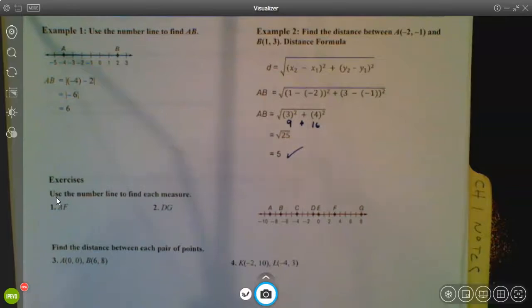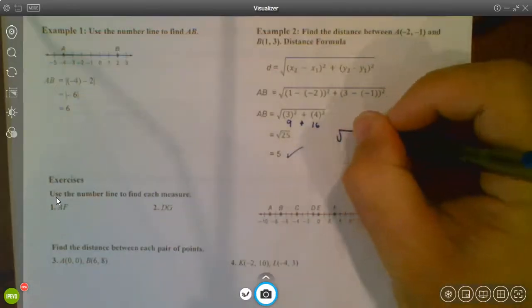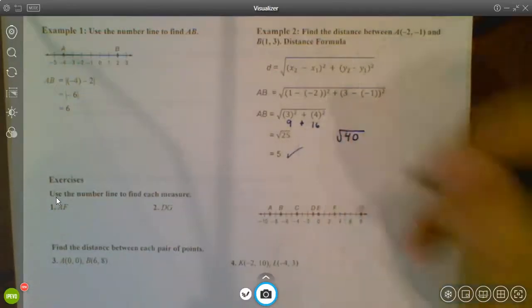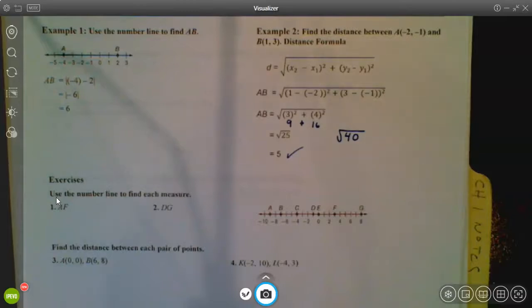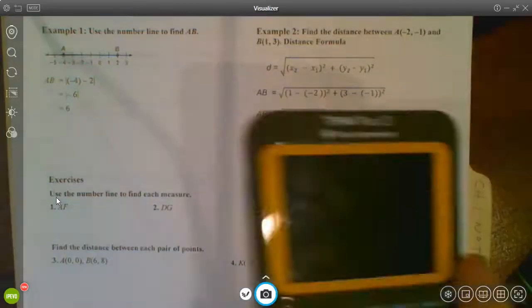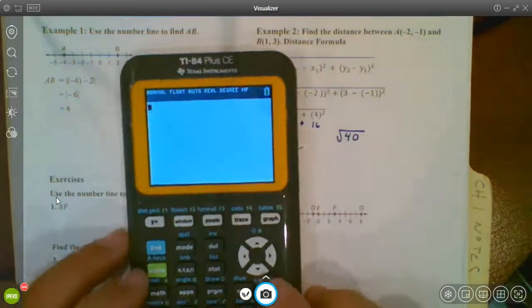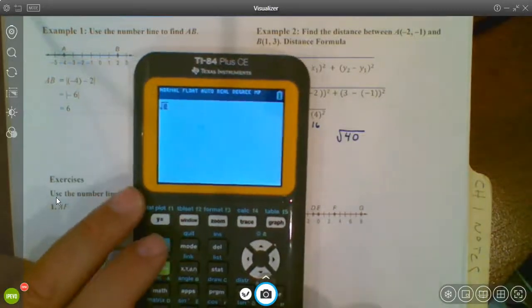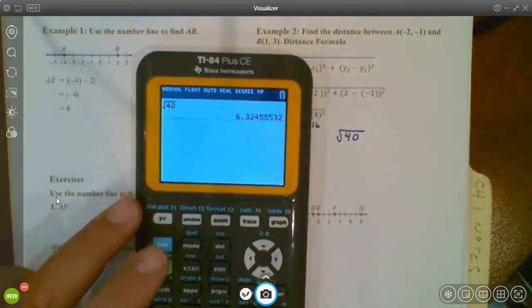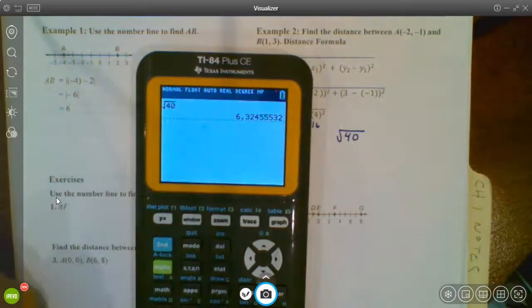it any further, right? So if I had something like the square root of 40, right? 40 is obviously not a perfect square. If the direction said, round your answer to the nearest tenth, well, then I would go into my calculator and we would do the square root of 40, and I would say my answer is 6.3.